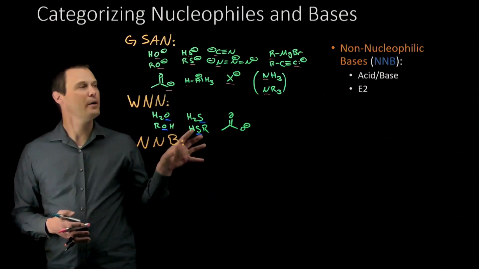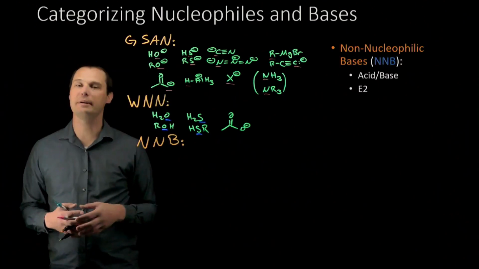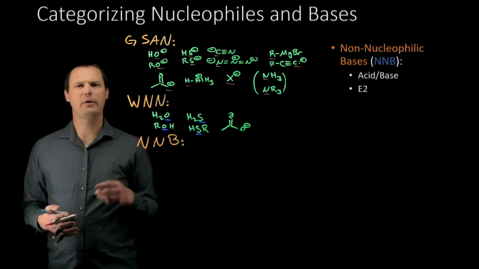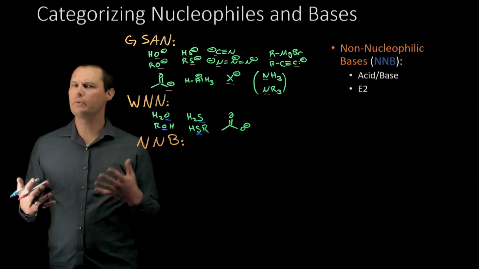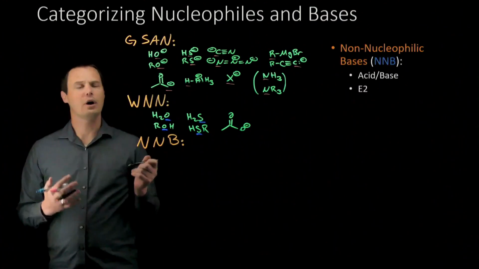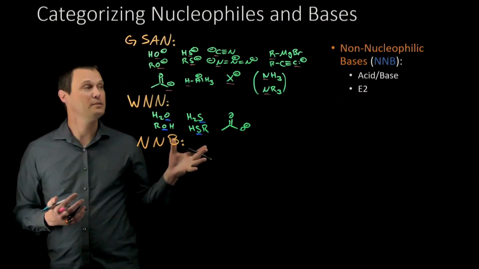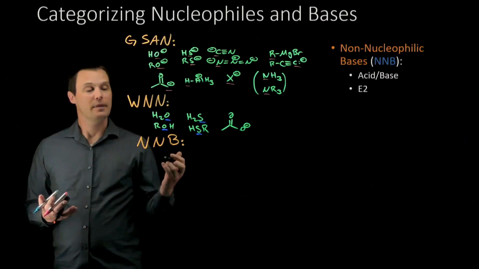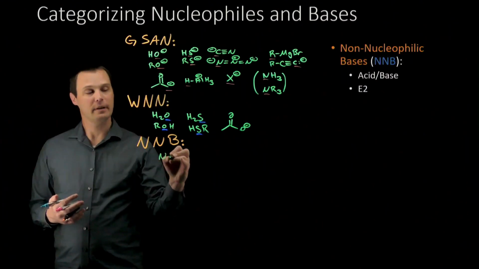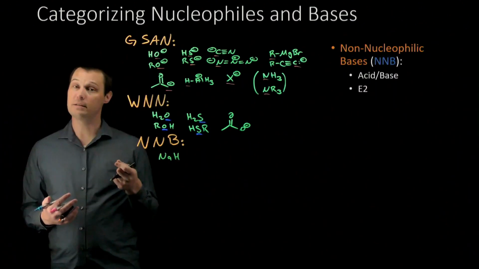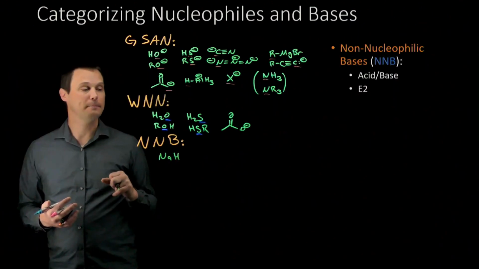The last category to talk about are what I call non-nucleophilic bases, NNBs. These are nucleophiles that aren't very good nucleophiles. They're much better at being bases for some reason, either a steric reason or an electronic reason, but these are non-nucleophilic bases. They do base things, they don't do nucleophile things. So they do acid-base reactions and E2 reactions. A common example here is something like sodium hydride. Sodium hydride, the H- here is a good strong base, but not actually quite a good nucleophile.